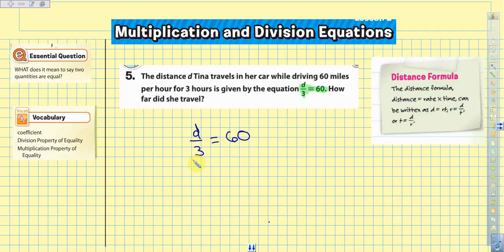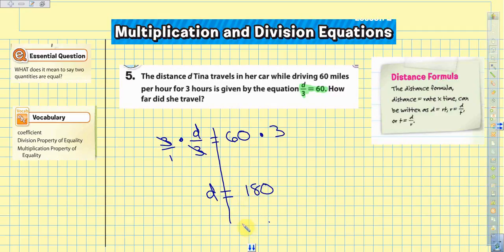to do that. So what do we do? I'm going to multiply. I see this is the division. What's the opposite of division? Multiply by 3 on both sides. This crosses out, because if it was over 1, it crosses out. My distance is going to equal 60 times 3.